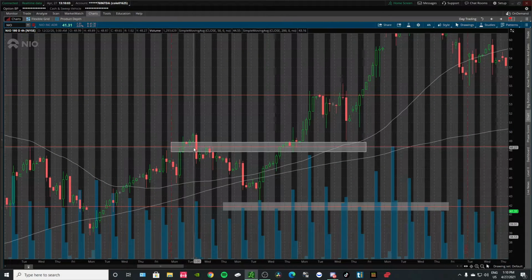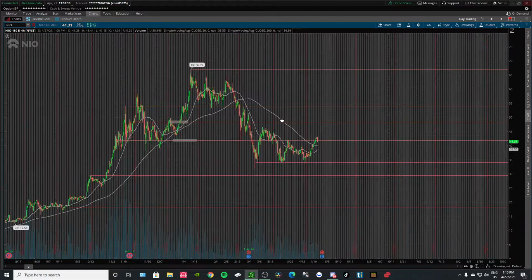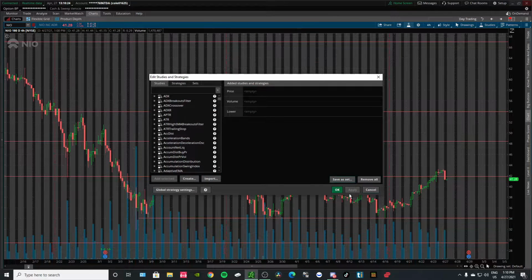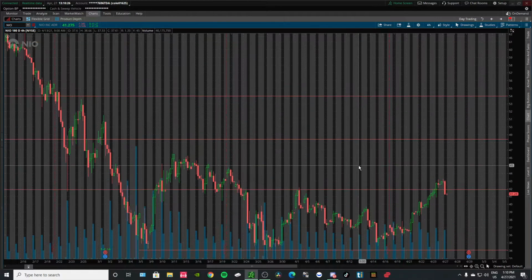Ideally, it found support here, but that was in the after hours, so I wouldn't have taken that trade because these are 4-hour candles. So let's take a peek at how I would do this. Again, this is the 200 SMA and the 50 SMA. You guys really don't need this. We're just doing support and resistance right now.